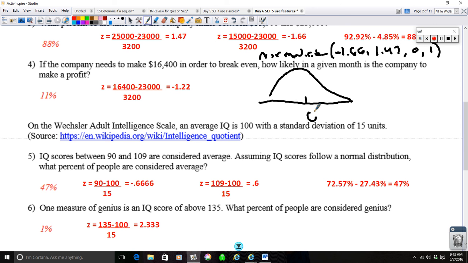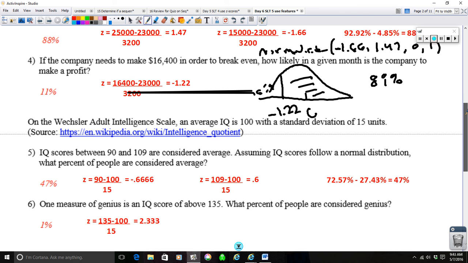Where's my homework answers? That one doesn't look right to me. But your negative 1.22 is here. That's your break even. So this is losing money, and then to the right of it is gaining money. So I think that that's going to be bigger than that. It's going to be like 89%, not 11%, because that would be the percentage of losing money, not the making the profit.